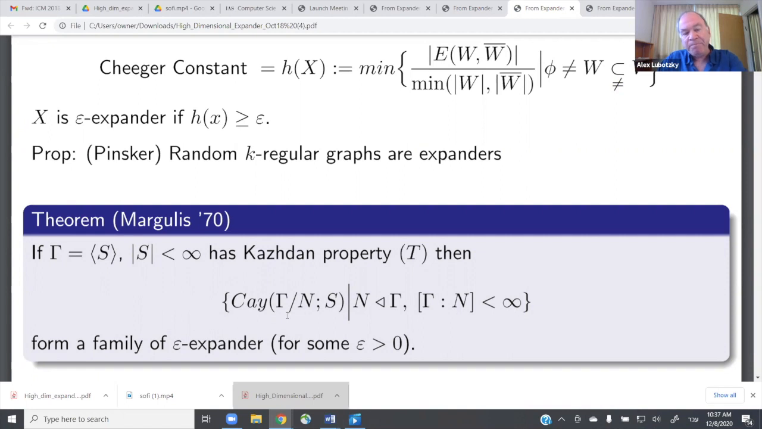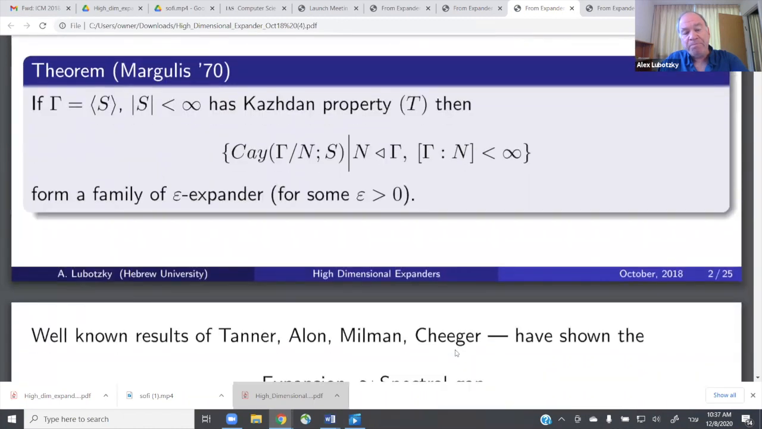This is clearly k-regular for a fixed k, because k is equal to the size of S, or twice the size of S, since you have to put in the inverses. And then you get an epsilon expander for some epsilon. This epsilon depends on the epsilon in the Kazhdan property. I don't want to elaborate here, just to say that suddenly representation theory came into the game.